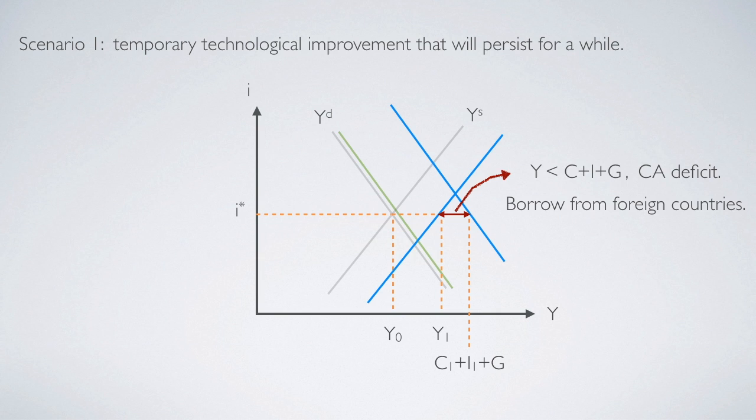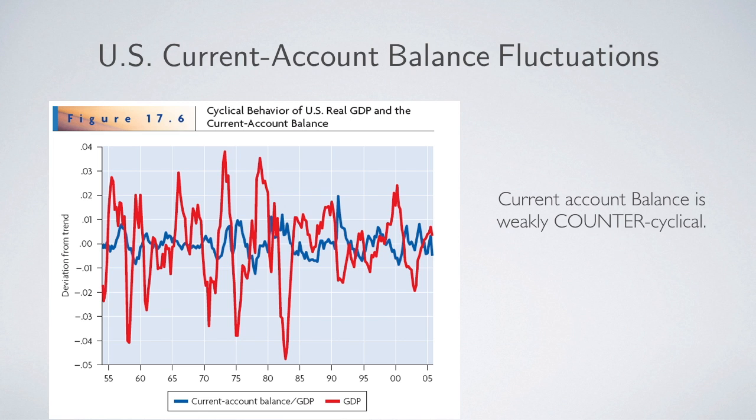So from here, we understand that whenever there's a temporary technological improvement, it will increase output from Y0 to Y1, but at the same time, it would decrease the current account balance. From the original case, where the current account balance is 0, now we have a current account deficit.